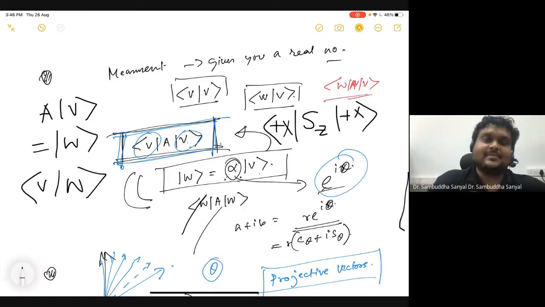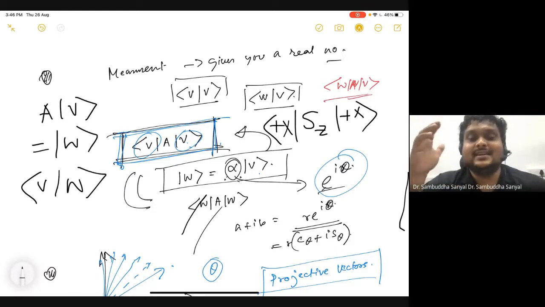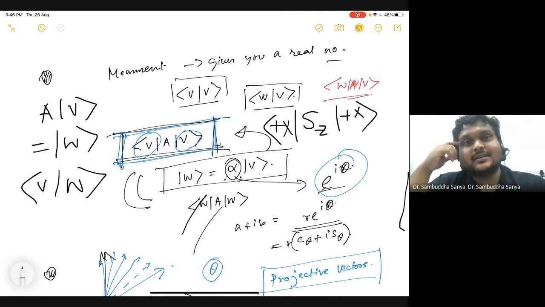If you measure z, you get z. But if you measure x, you get only plus x or minus x. You can never make that superposition. But measuring in z is the same as measuring the superposition of plus x and minus x, is what I'm saying. No, that is not necessarily true, because you cannot say that. What do you mean?